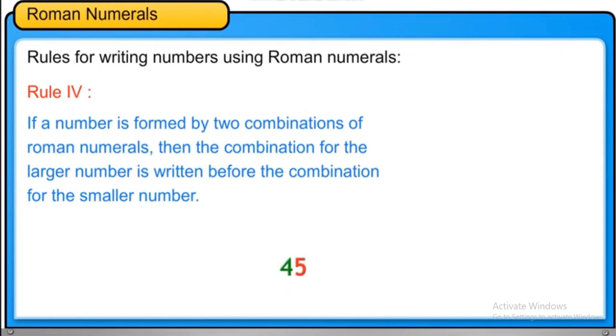Coming back to 45, how will you write the number? You write an X and an L to represent 50 minus 10 or 40, followed by V to represent 5.